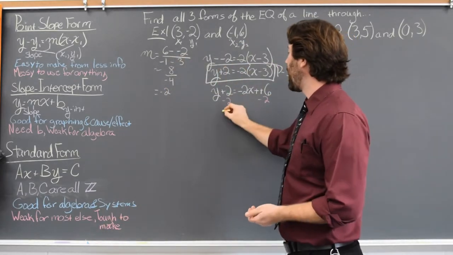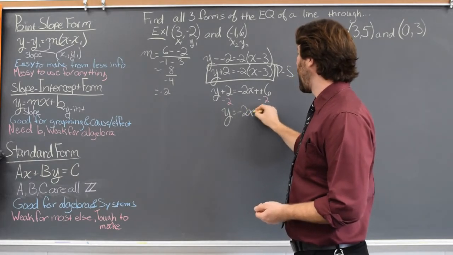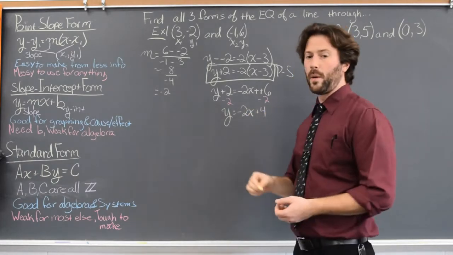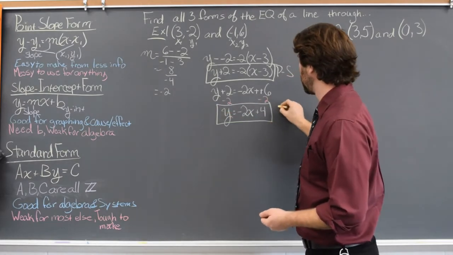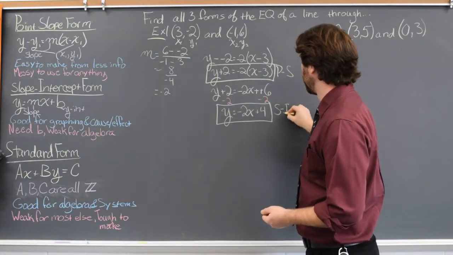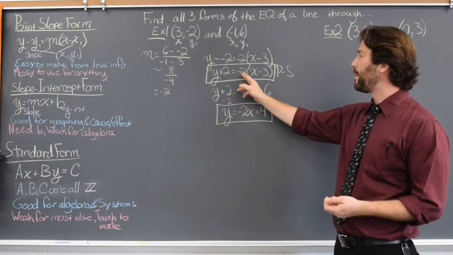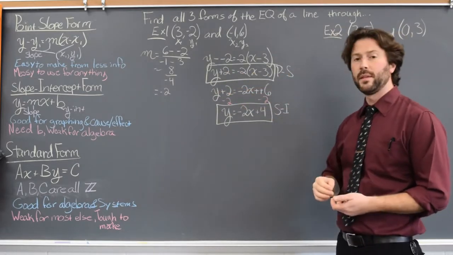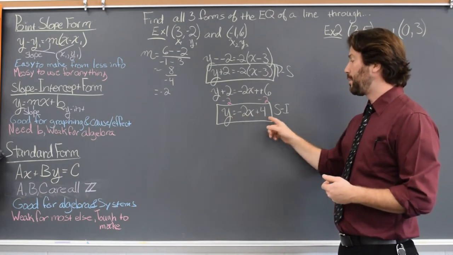And I'll have y equals negative 2x plus 4. And this is slope-intercept form. Okay, so for point slope, I have y minus y1 equals m times the quantity x minus x1. For slope-intercept, I have y equals mx plus b.